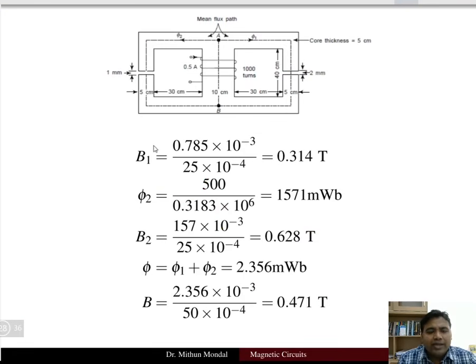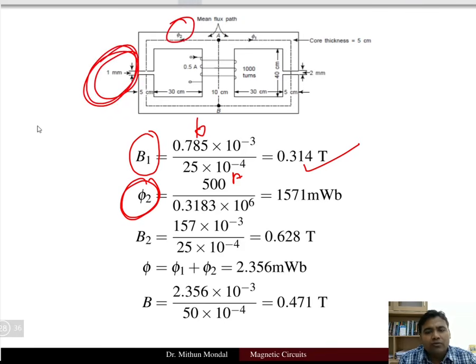Now you find the flux density B1. So flux density B1 you will get as phi by area, that you have to do. Then you will find the flux density B1. Similarly, phi 2 you have to calculate for the other part. So where is phi 2 flowing? So phi 2 is flowing this side. So for this gap you have to find the value. Similarly, B2 you have to find. So again B2 will be equal to phi 2 by area A2.